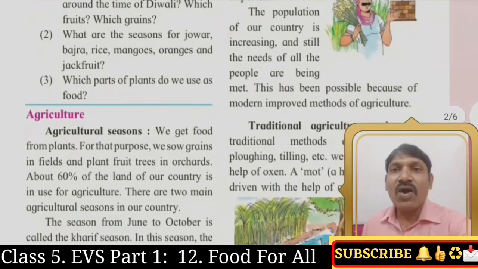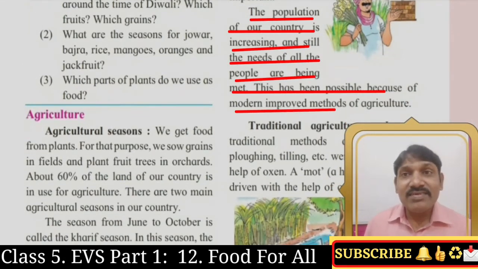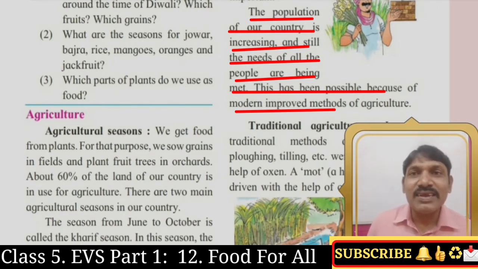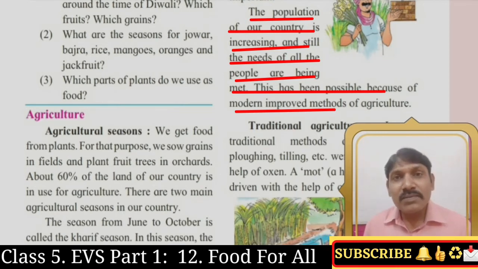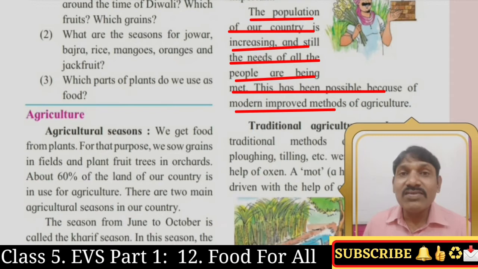The population of our country is increasing, and still the needs of all the people are being met. This has been possible because of modern improved methods of agriculture. Yes, student, it is very important that we know that the population of our country has been increasing till date. But still we are able to fulfill the needs of the increasing population also. Why is it possible? Because of the methods of farming, as well as the methods of protecting and storing it. Okay, students, so it is very important.